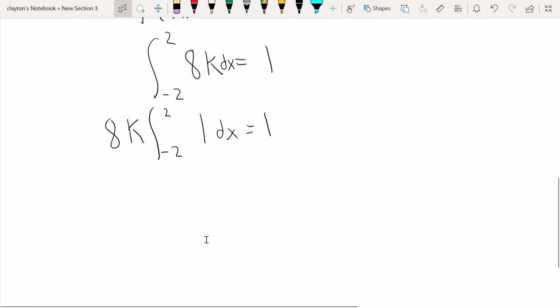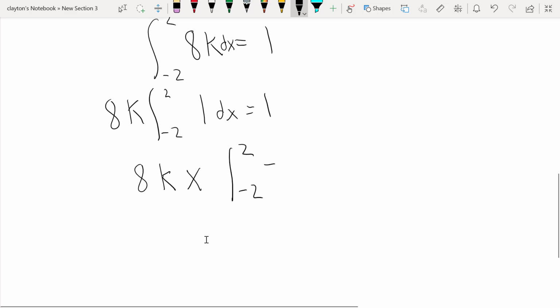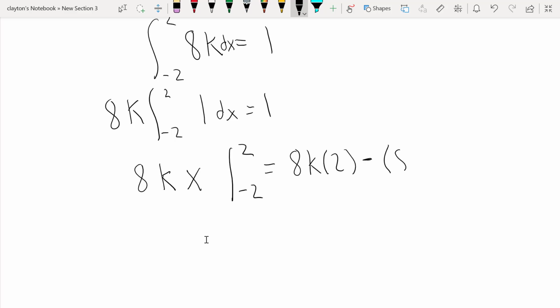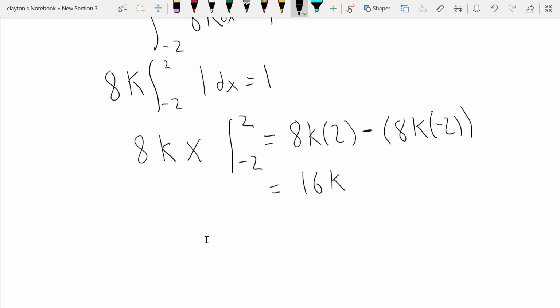If you don't want to use your calculator, you could just go about this. A 1 just goes back to x. So now you have 8kx between 2 and negative 2. If I plug in 2, I get 8k times 2. If I plug in negative 2, minus 8k times negative 2, and yeah, you could have just held off on the 8k if you wanted to. 16k minus a negative 16k, so another 16k, and this whole thing is supposed to be equal to 1. So 32k equals 1, or k equals 1 over 32.